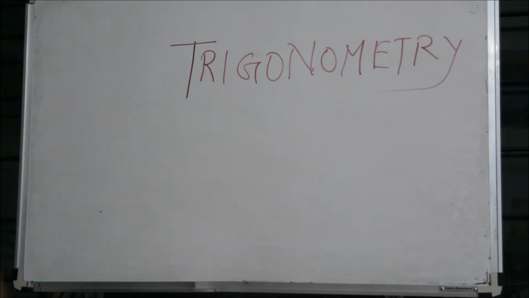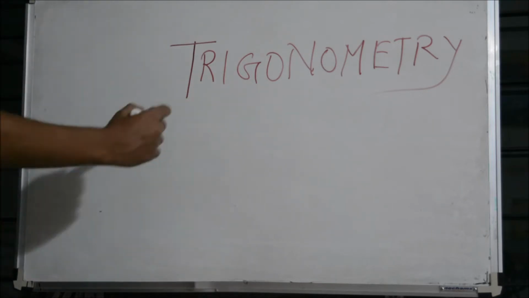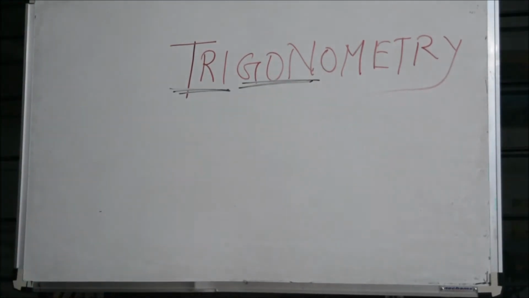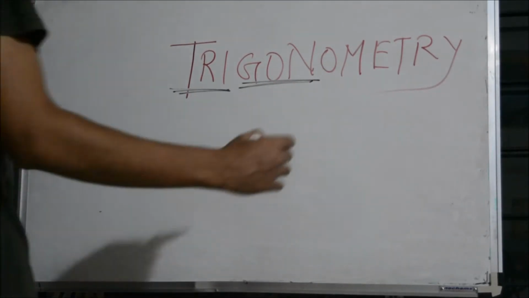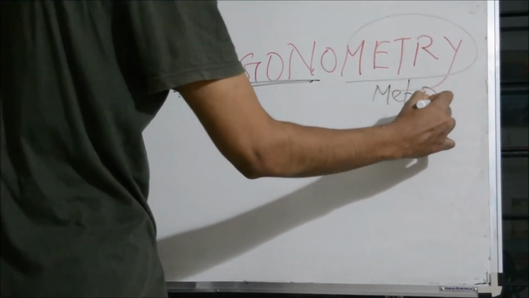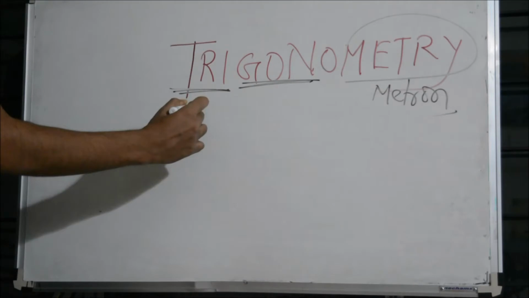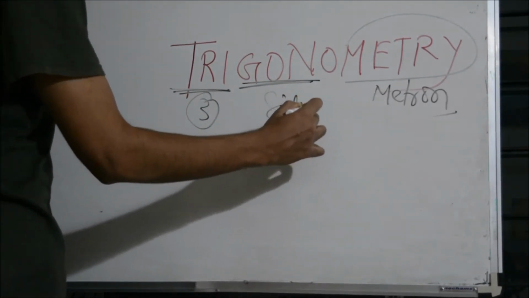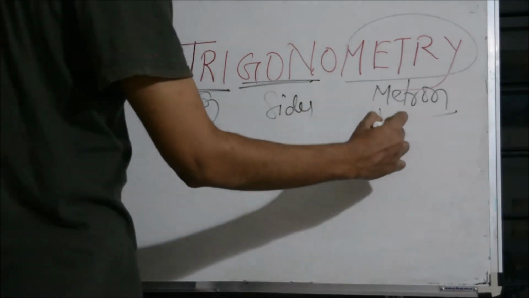We will be studying trigonometry today. So what is trigonometry? The word trigonometry is derived from the Greek words tri, gon, and metron. Tri means three, gon means sides, and metron means measurement.